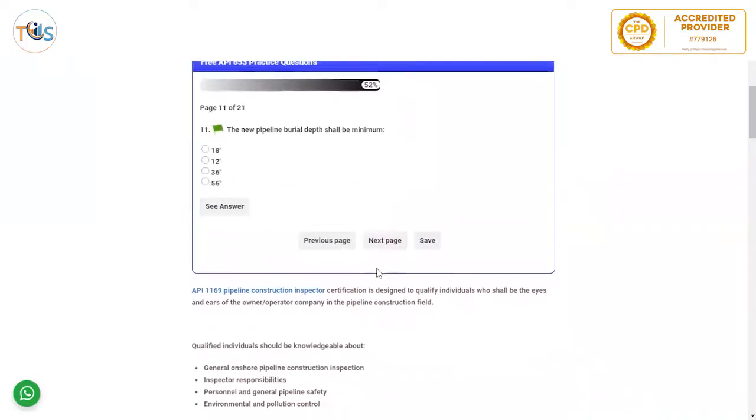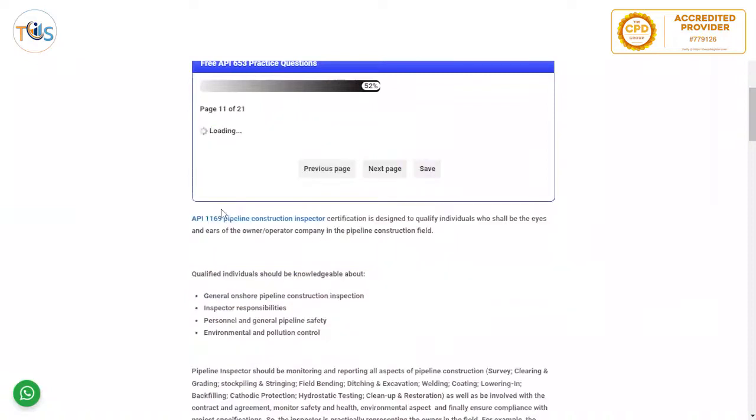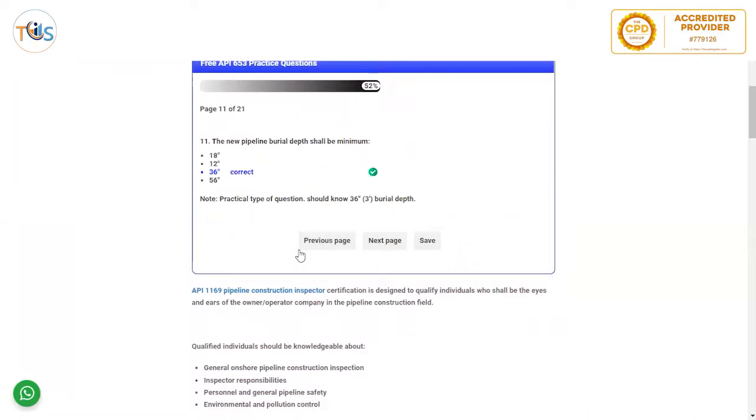The new pipeline burial depth shall be a minimum 36 inch. So the 36 inch is from the top of the pipeline. So obviously it should be more than 36 inch because you need a bed to lay the pipe on, and then the pipe diameter itself. So 36 inch from the ground level would be to the top of the pipe.